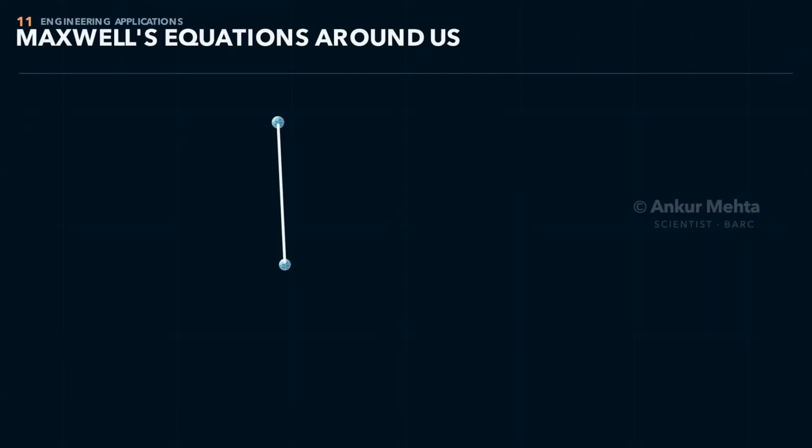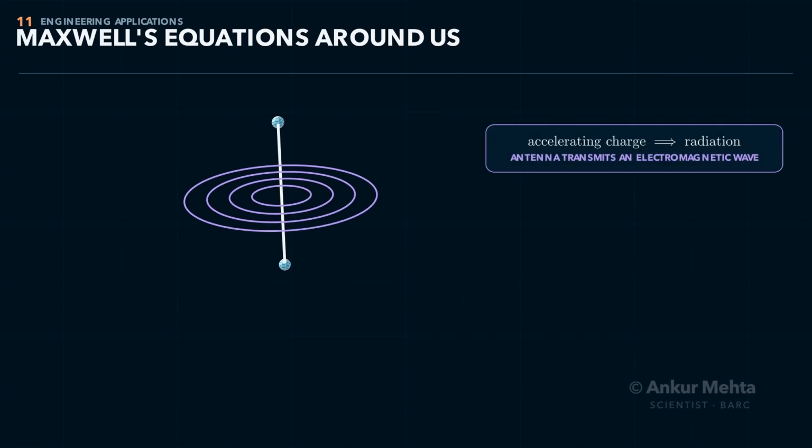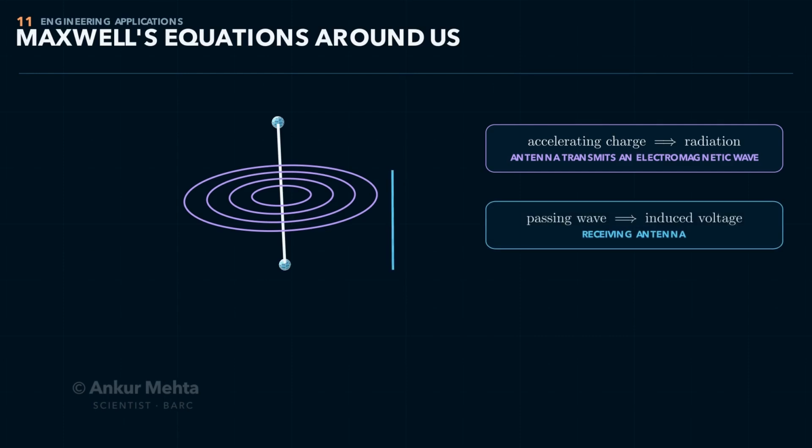These equations are not confined to a blackboard. In an antenna, accelerating charges create changing electric and magnetic fields that detach and radiate outward. In a receiving antenna, the passing wave drives charges and produces a measurable voltage. In transformers and generators, Faraday's law converts changing magnetic flux into electromotive force. Motors use the force on currents in magnetic fields.